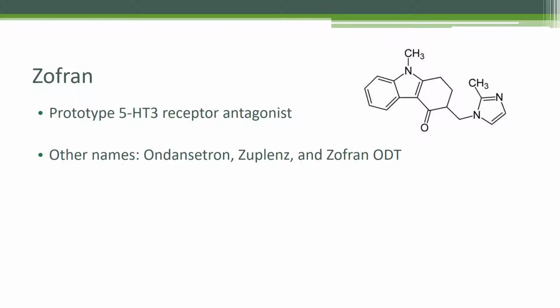Zofran is the prototype drug for the 5-HT3 receptor antagonists. It is also commonly known as ondansetron, but has trade names of Zuplenz and Zofran ODT.